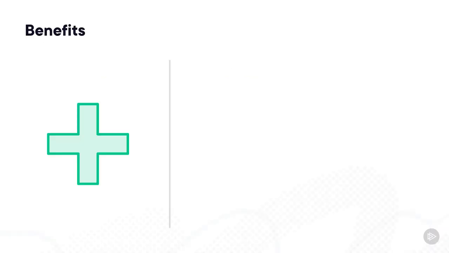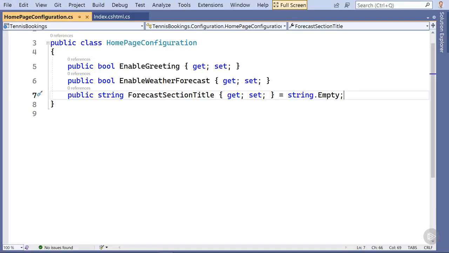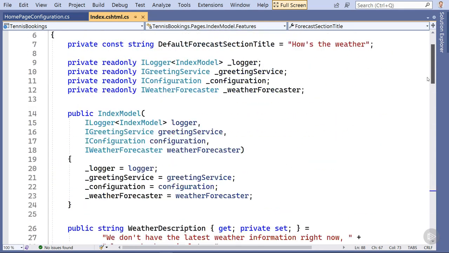A benefit of the options pattern is that we define classes representing related properties for configuring specific parts of the application. We can then apply the single responsibility principle and ensure that we create separate classes for each related group of settings as necessary. At this point, we've created a typed options class and we're ready to consume it. Consuming types can depend on specific typed options classes, containing the bound configuration values that they require. We'll do that right now inside the index model.